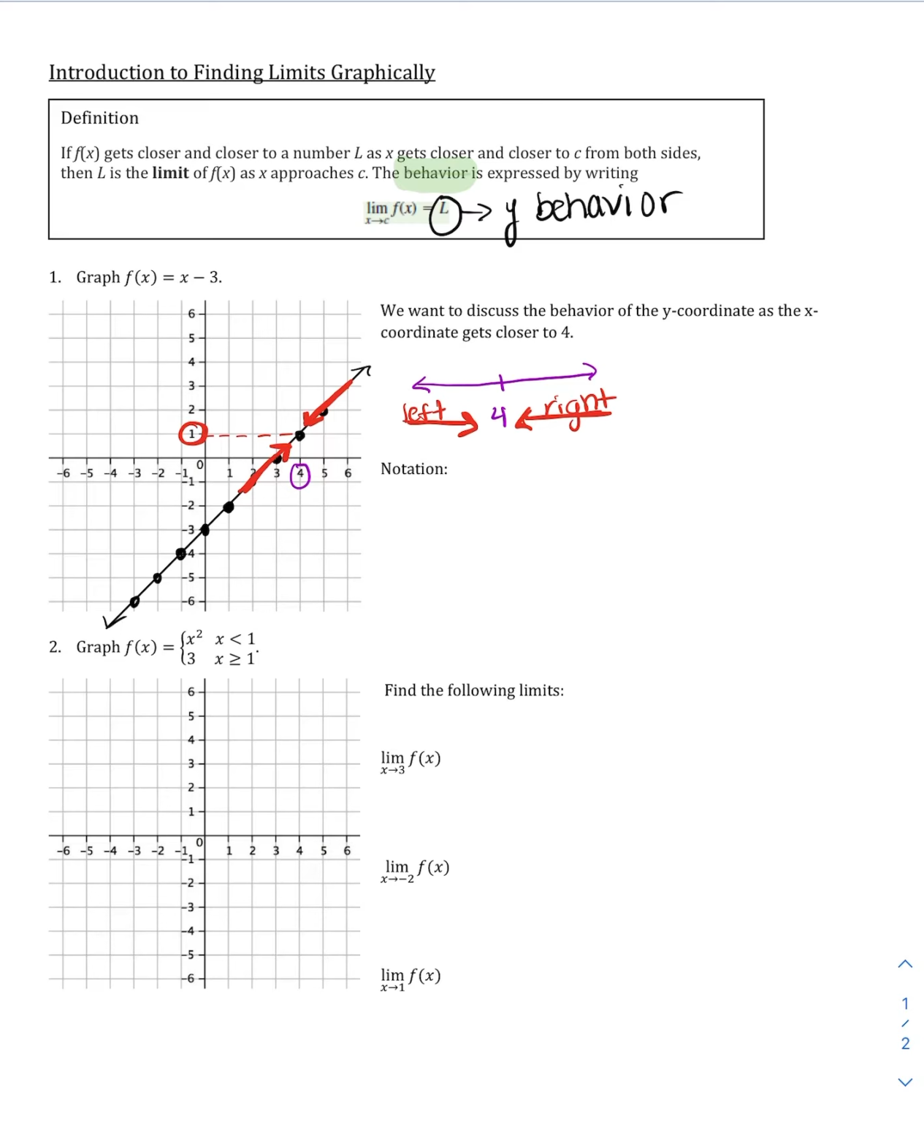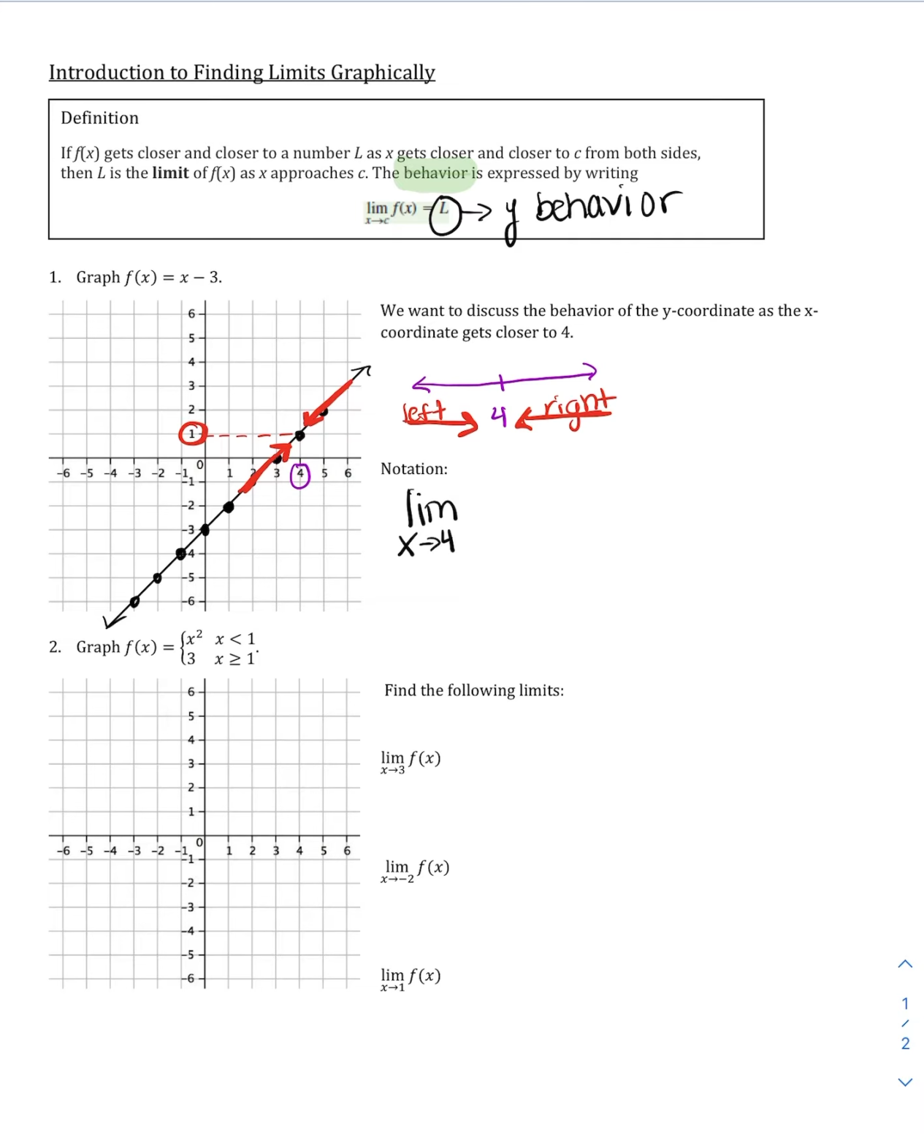And then the really important part of this is actually the notation. So you have to use the limit notation, and there are 4 parts to the limit notation. The first part is the fact that you have to use the word lim to denote that you're taking a limit. Underneath the limit symbol is the behavior of what the x is doing. So in this situation, the x is approaching 4.